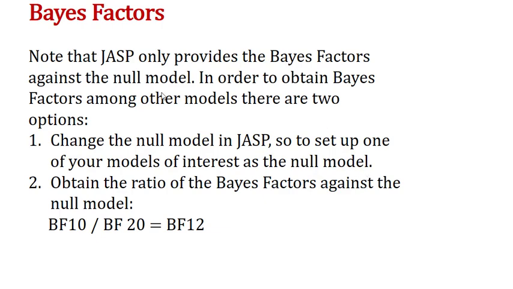Okay, so basically that's what I explained. When we want to calculate, JASP gives us Bayes factor 10, so model 1 versus model 0, Bayes factor 20, so model 2 versus the null, but it doesn't give us Bayes factor 12. So basically we just obtain the ratio of these two factors and then we obtain the Bayes factor 12. And the other option is to change the null model in JASP. Any of the two will work. I prefer this one, so you don't have to do anything extra in JASP. You can just use a calculator to obtain this ratio.